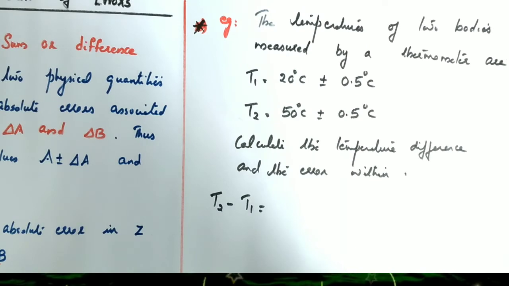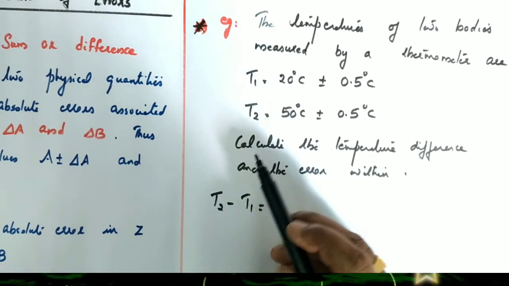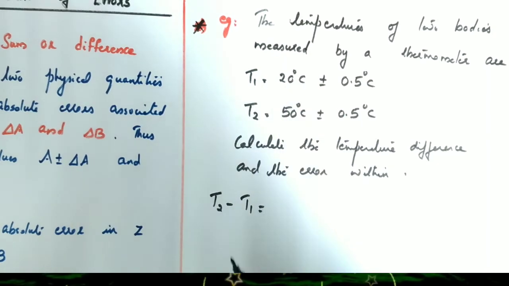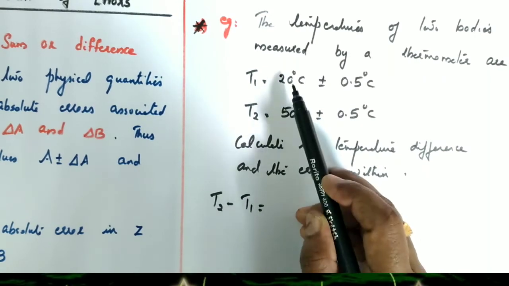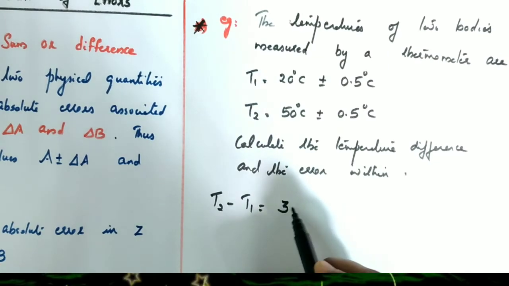Question: the temperatures of two bodies measured by a thermometer are T1 equal to 20 degrees Celsius plus or minus 0.5 degrees Celsius, T2 equal to 50 degrees Celsius plus or minus 0.5 degrees Celsius. Calculate the temperature difference and the error within. So how will you find T2 minus T1? We have to find the temperature difference, isn't it? T2 minus T1 is 50 degrees Celsius plus or minus 0.5 minus 20 degrees Celsius plus or minus 0.5 degrees Celsius. These are the original values, so the magnitudes can be subtracted: 50 minus 20 equals 30 degrees Celsius.